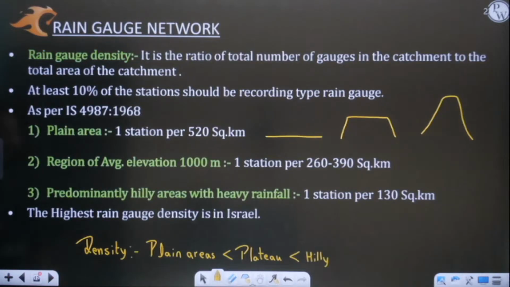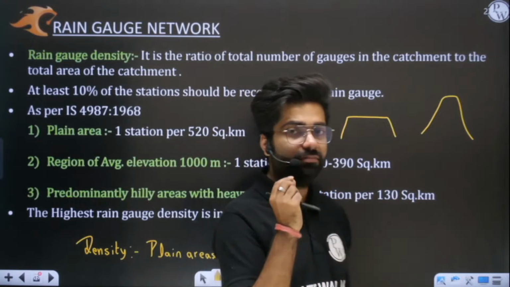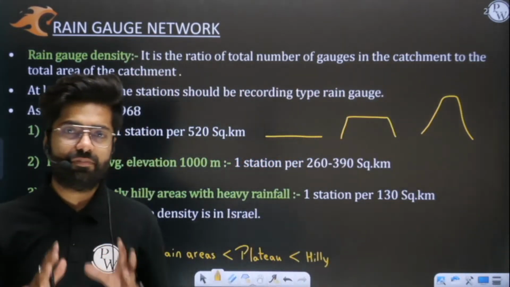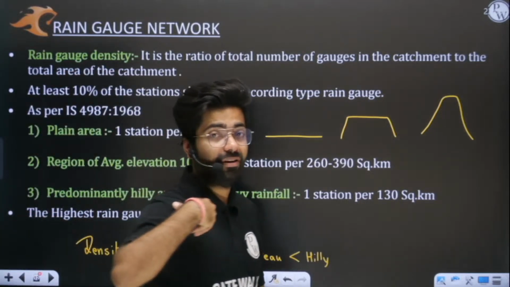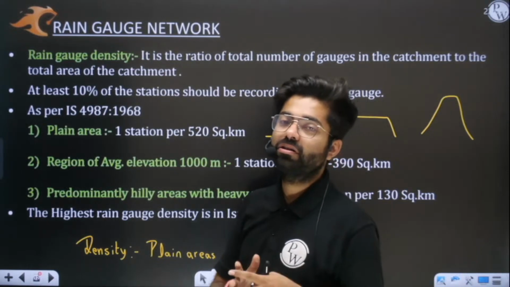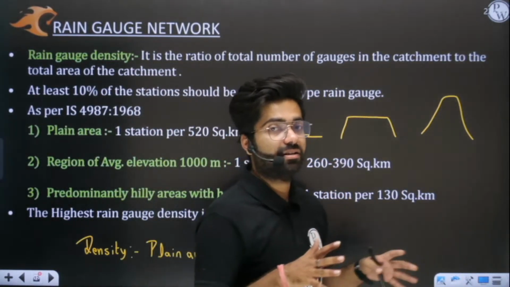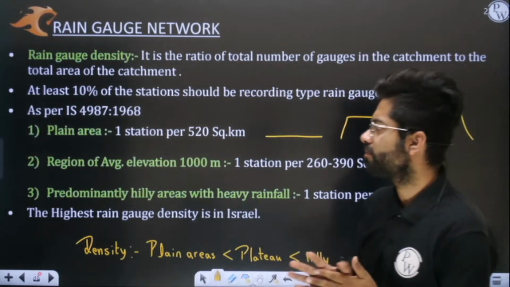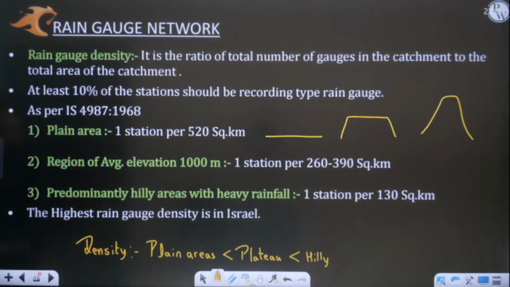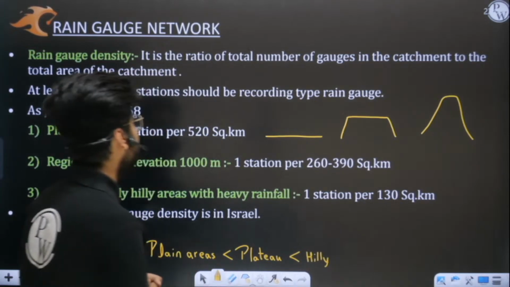Then we have discussed the rain gauge network. Can you tell me which country has the highest rain gauge density? Rain gauge density is simply how many rain gauges are there in a given catchment area. If the number of rain gauges is more, then obviously we will have less error. Yes or no? More rain gauges means less error, higher accuracy. Simple. So rain gauge density should be more if we want to accurately predict our rainfall data.